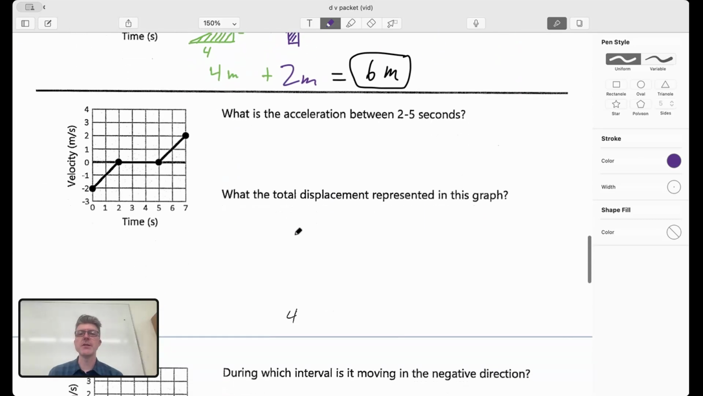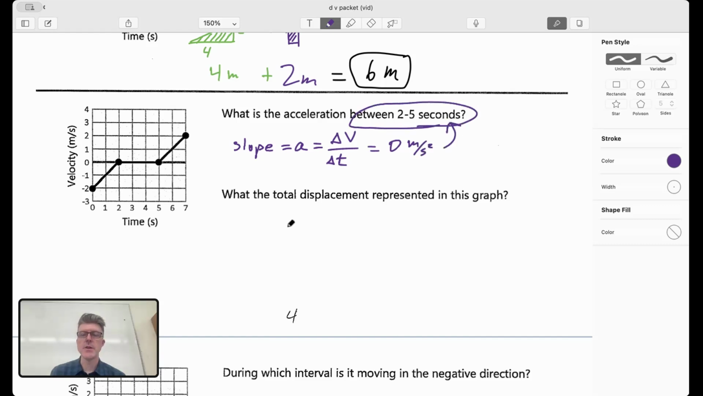So what's the acceleration between 2 and 5 seconds? 2 to 5 seconds here, the acceleration is the slope of your velocity time graph. That's 0, right? So slope is the acceleration, the change of velocity over time, right? And that is 0 meters per second squared between 2 and 5 seconds, right?